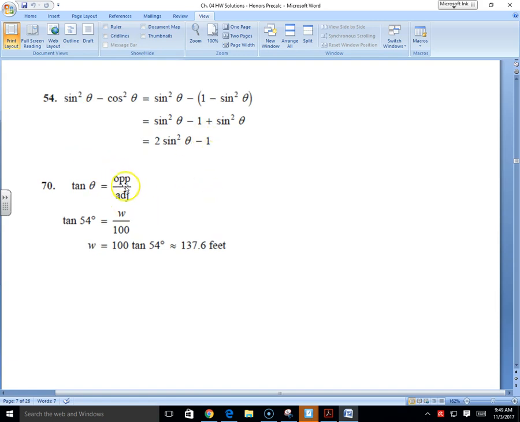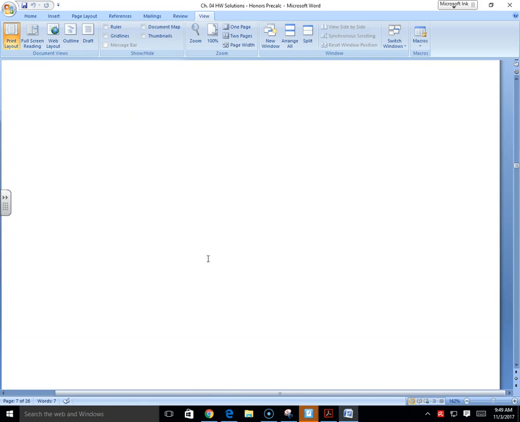Number 70, it's just opposite over adjacent, is what we have to think about. Looking at our triangle, we knew the angle, we knew the adjacent, solve. 137.5. I would have liked 3 decimal places, you guys know that. And I think that's our last even.